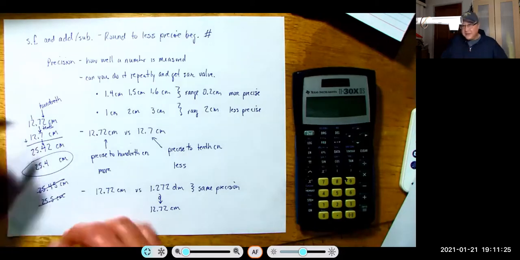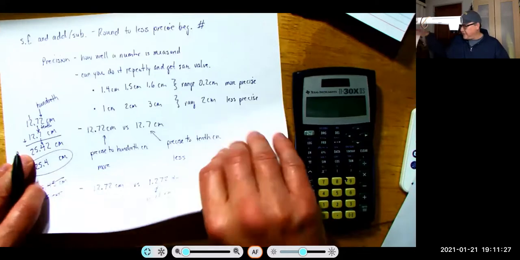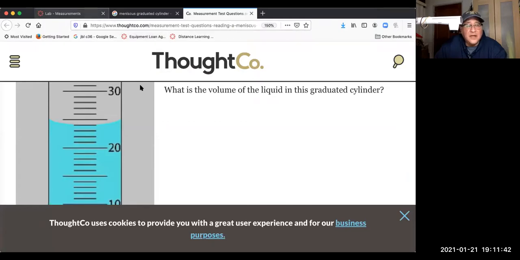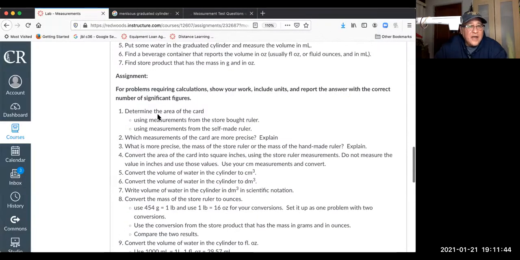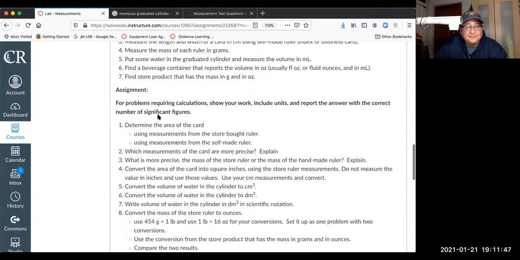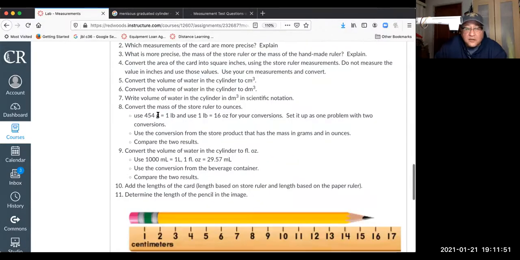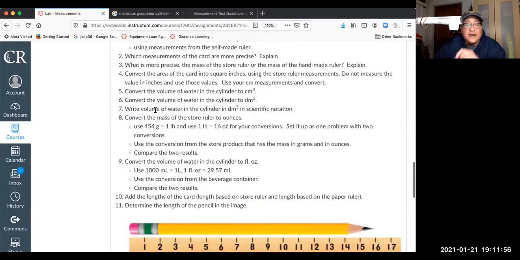Okay, so it's 7:11. Here ends the lesson for this, but I am going to do one more thing, people. I'm going to change my share back to the actual lab. And you can see that we have a number of different things in here, including you need to make conversions. Does everyone see number 4, convert the area of the card into square inches?